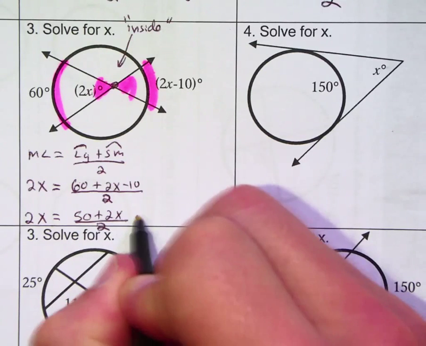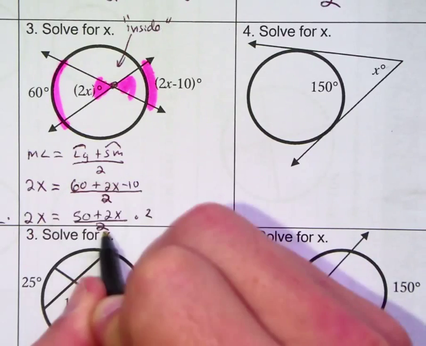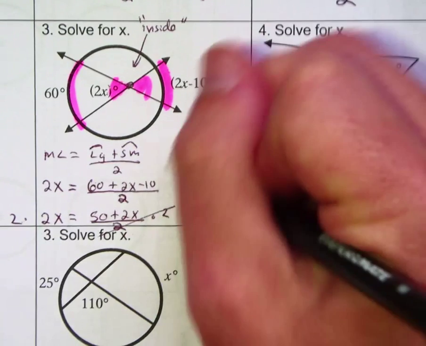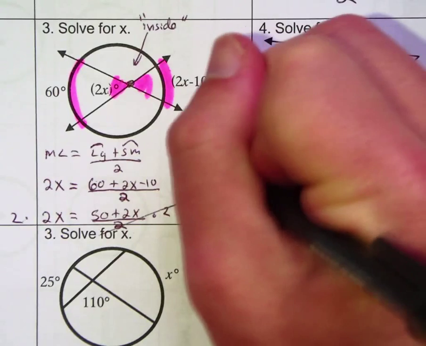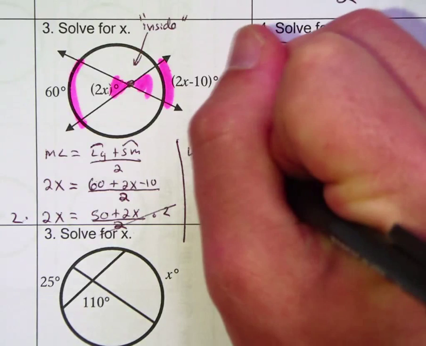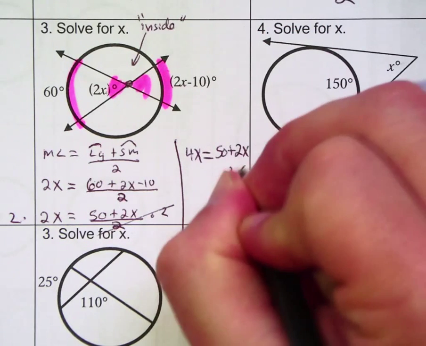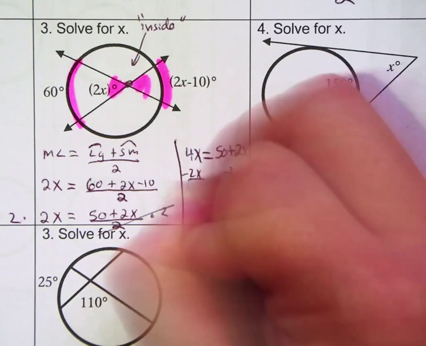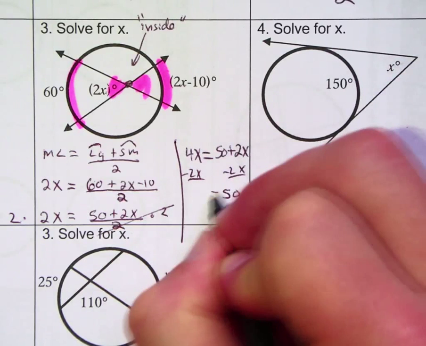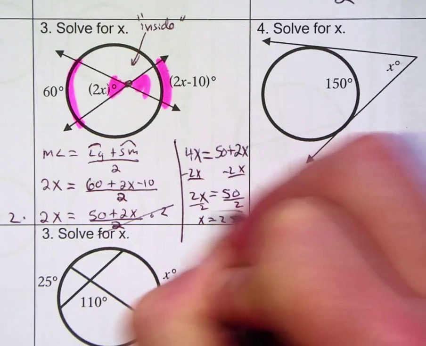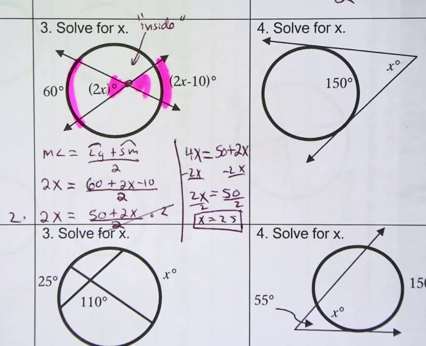And reduce, I'm just going to multiply both sides by 2 to undo the division. 2 times 2x is 4x. So now I have 4x is equal to 50 plus 2x. And it's just algebra. Take 2x from both sides, and you're looking at 2x equals 50, or x is equal to 25.